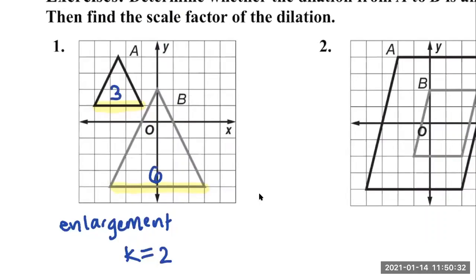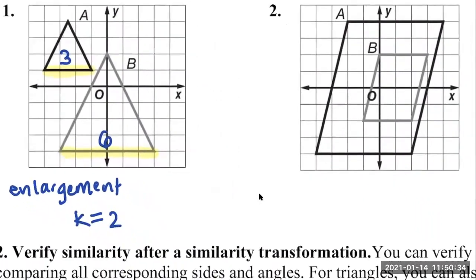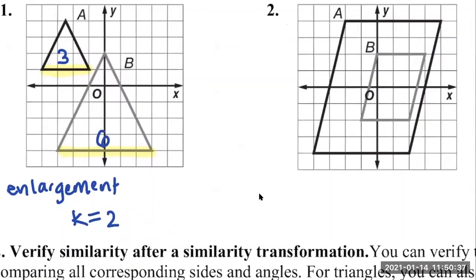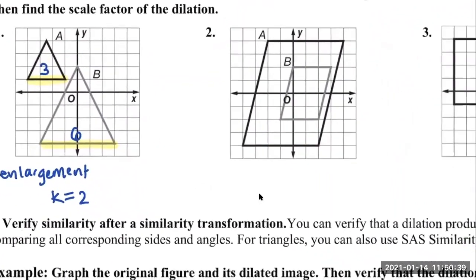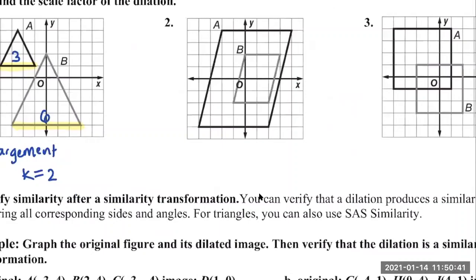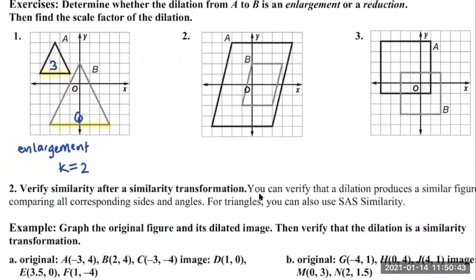Okay, so can you guys go ahead and answer number 2 for me? And then we're going to go ahead, or actually, let's skip 2. Can you guys go ahead and do 3 for me? A is the original, B is the final.